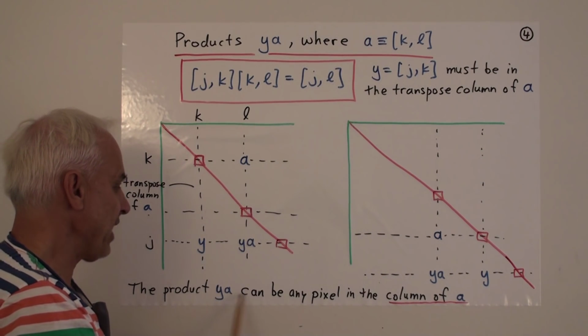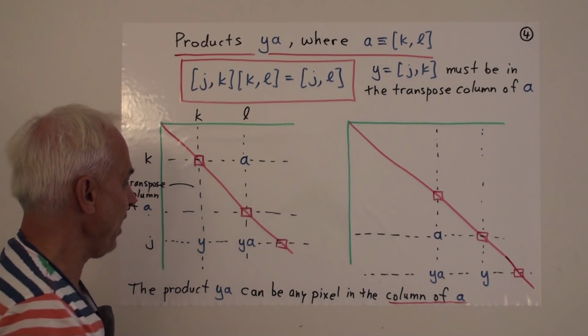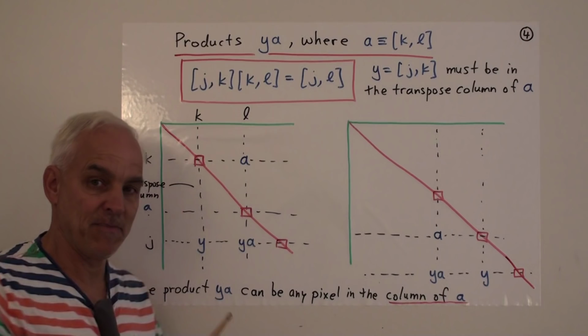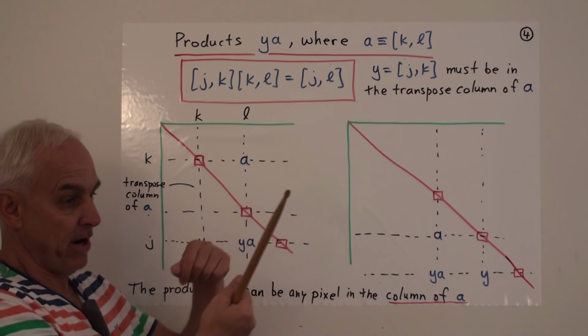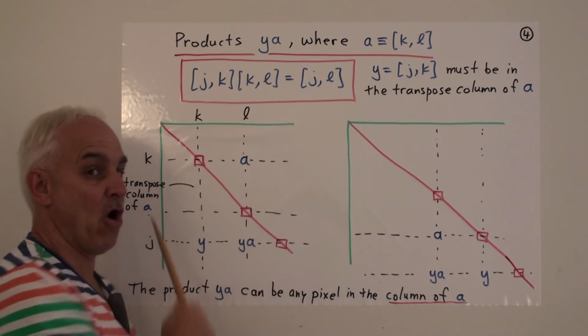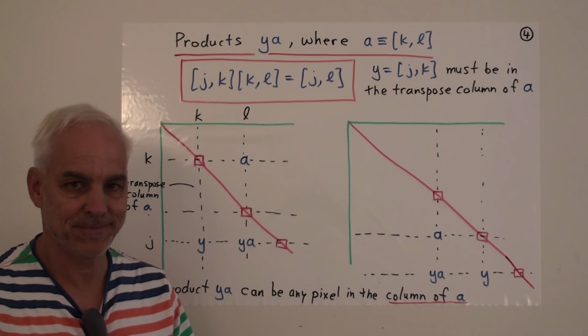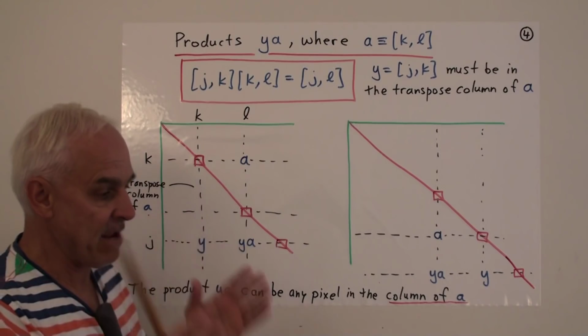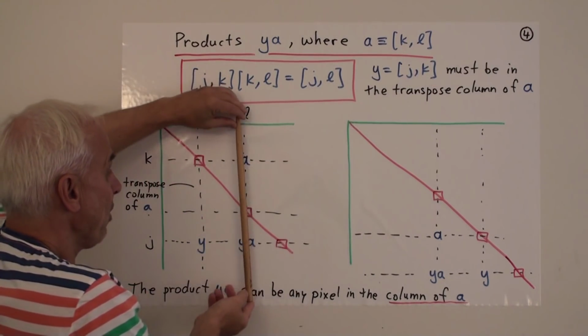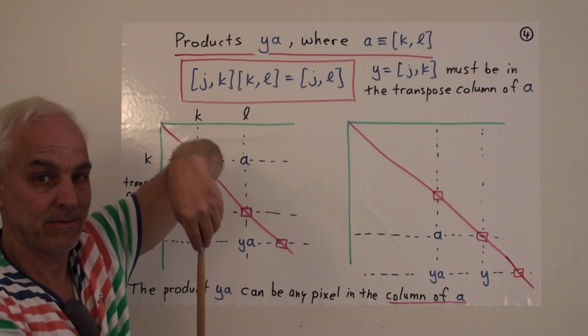So the product YA can be any pixel in the column of A. The end result has to be a pixel in the column of A, just as when we multiplied A times X, the net result was a pixel in the row of A. So whenever we multiply A by anything, we're getting either a pixel in the row of A or a pixel in the column of A.